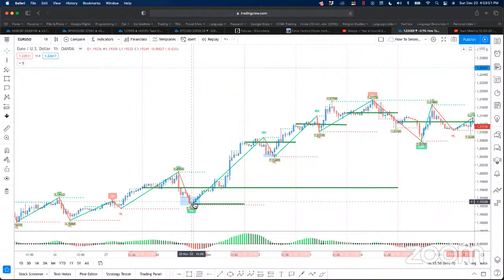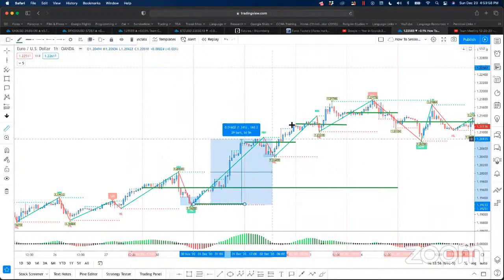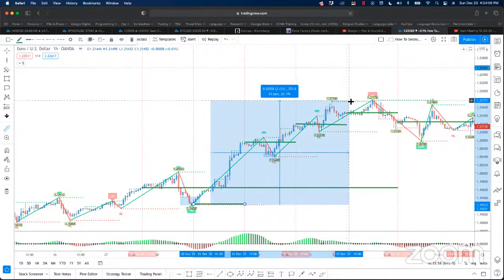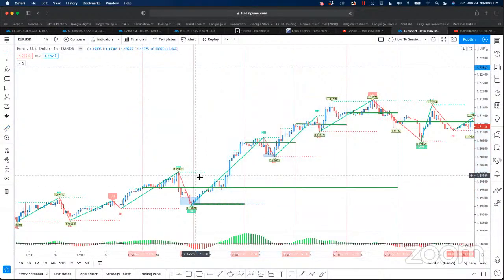You could have took the wick rejection from here, and then you end the trade from down here all the way up here. And that's 250 pips. And then your first target would have been, you know, all right, I'm gonna take a big partial right here because I know that I'm trading back to the week opening.